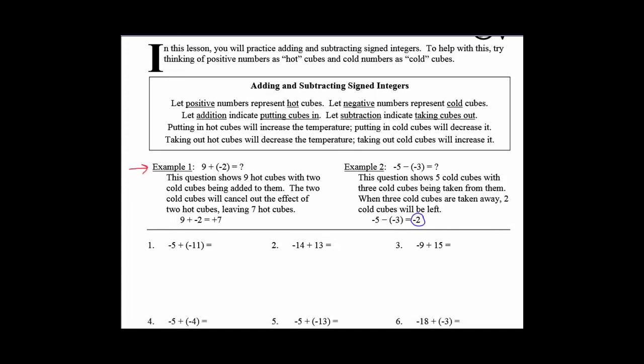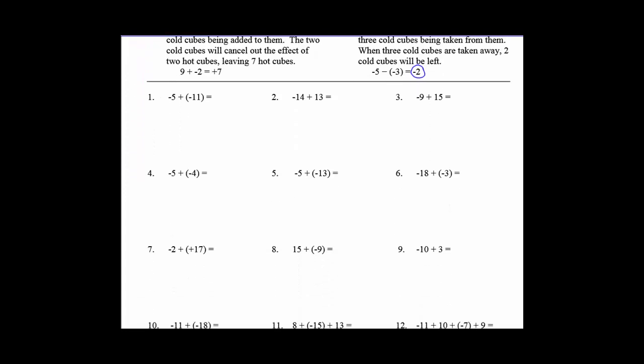So let's try this logic a little bit. Just work with me here. I know you've probably learned this differently before, but let's see if we can figure out these first few examples together. Problem number 1 says negative 5 plus negative 11. So if we're thinking hot and cold cubes, we have 5 cold cubes already in the bowl, and we're going to add 11 more cold cubes. So all of these cubes are cold. So really we just add them together and say that we have 16 cubes, and they're all cold. So our answer will be negative 16.